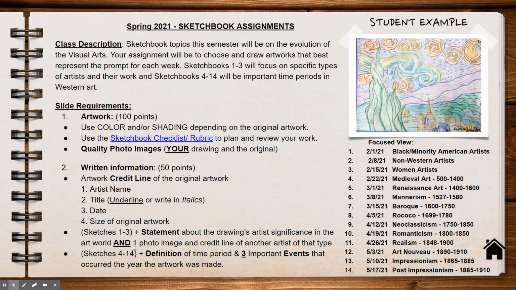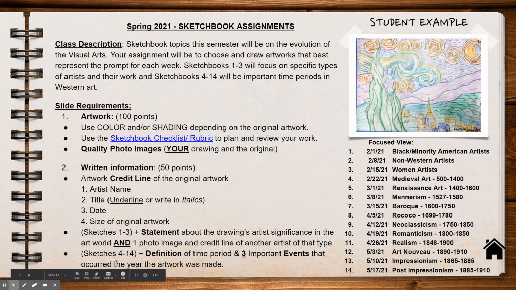Number 2, you're going to find a photo image and a credit line of another artist of that type. So you're going to do a drawing of a Black/minority American artist. And then you're also going to find another example where you're just going to copy and paste their work in there and put their credit line, which is their information.